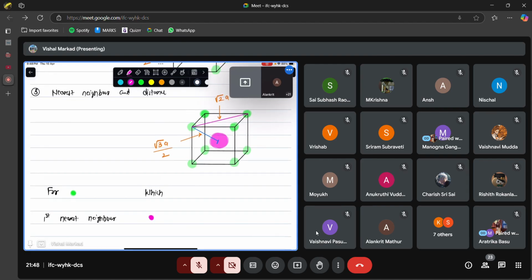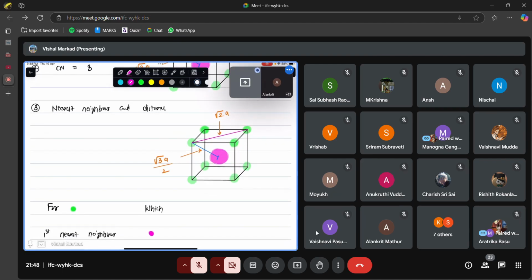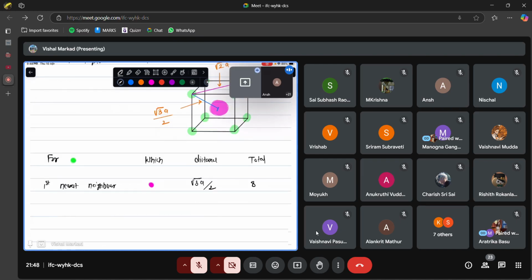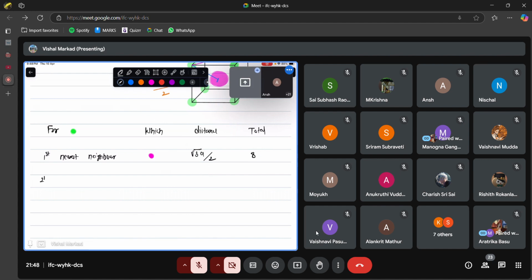Okay. What will be the distance here? Pink one from green. This pink is at which distance? Sir, root 3a by 2. And total how many will be there such? We will get 8. So this is the first nearest neighbor. Now second one. Second nearest neighbor.